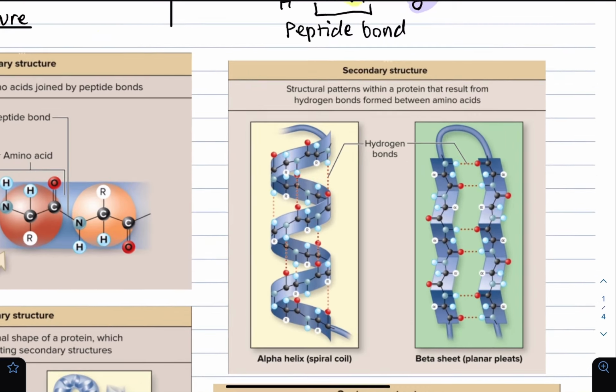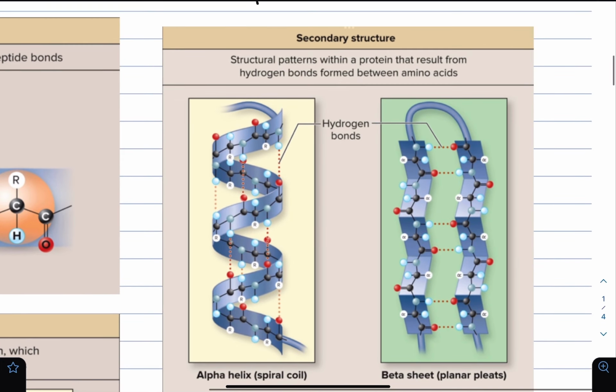So in secondary structure, we have alpha helices and beta sheets, and these are basically structures that are made between different amino acids within the chain from hydrogen bonding.